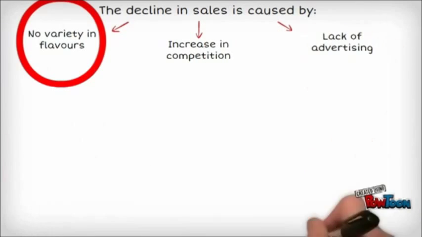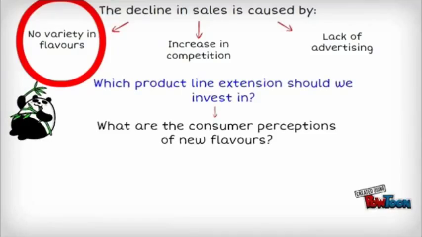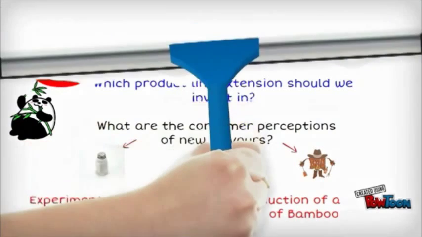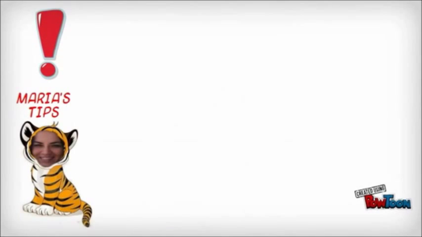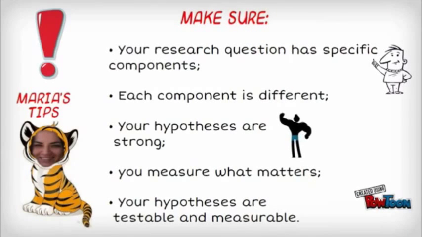The researchers then developed his question into a marketing research problem. They wanted to measure the customer perception towards 3 flavors: salty, cheesy, and barbecue. Remember, while developing the research question and hypothesis, you have to pay attention to certain aspects, such as testable and measurable variables.